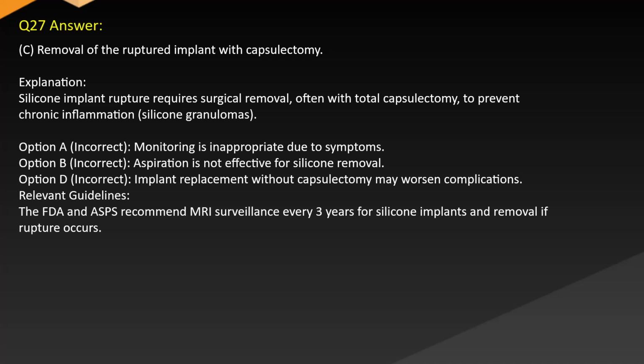Answer: C. Removal of the ruptured implant with capsulectomy. Explanation. Silicone implant rupture requires surgical removal, often with total capsulectomy, to prevent chronic inflammation and silicone granulomas.